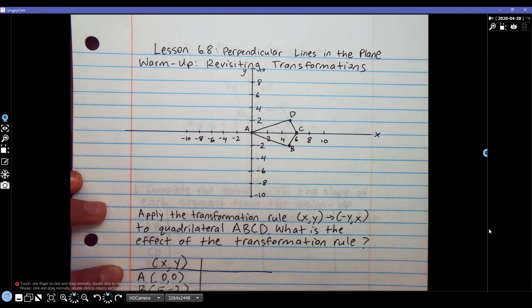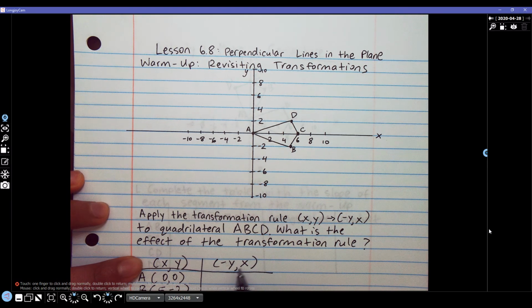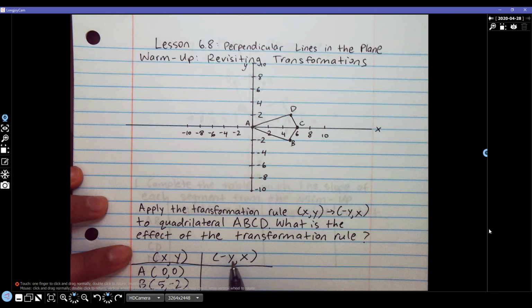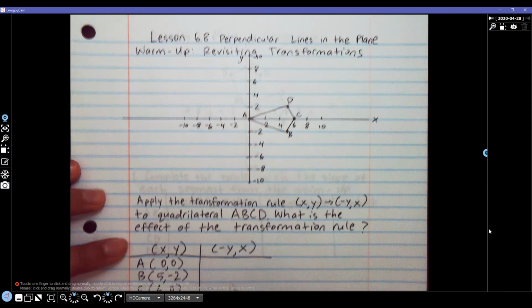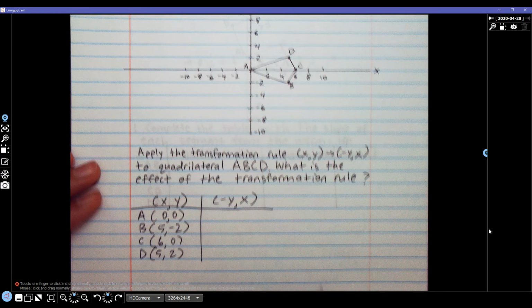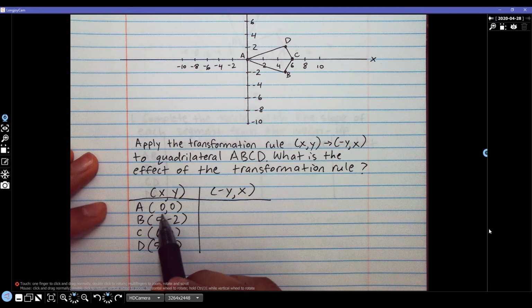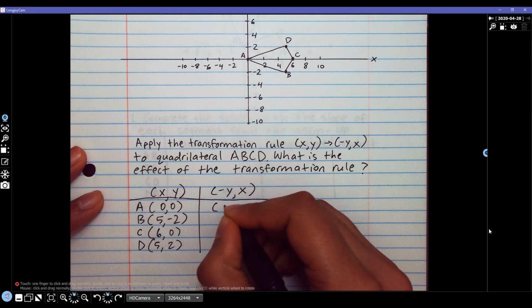And then our transformation is (-y, x). So in this transformation, it looks like the x and y values are switching, and the y value is also becoming negative. So let's just apply that transformation to these coordinate pairs. For A, I've got (0, 0). Well, if we just switch them and there's not really a sign here, it'll still stay as (0, 0).